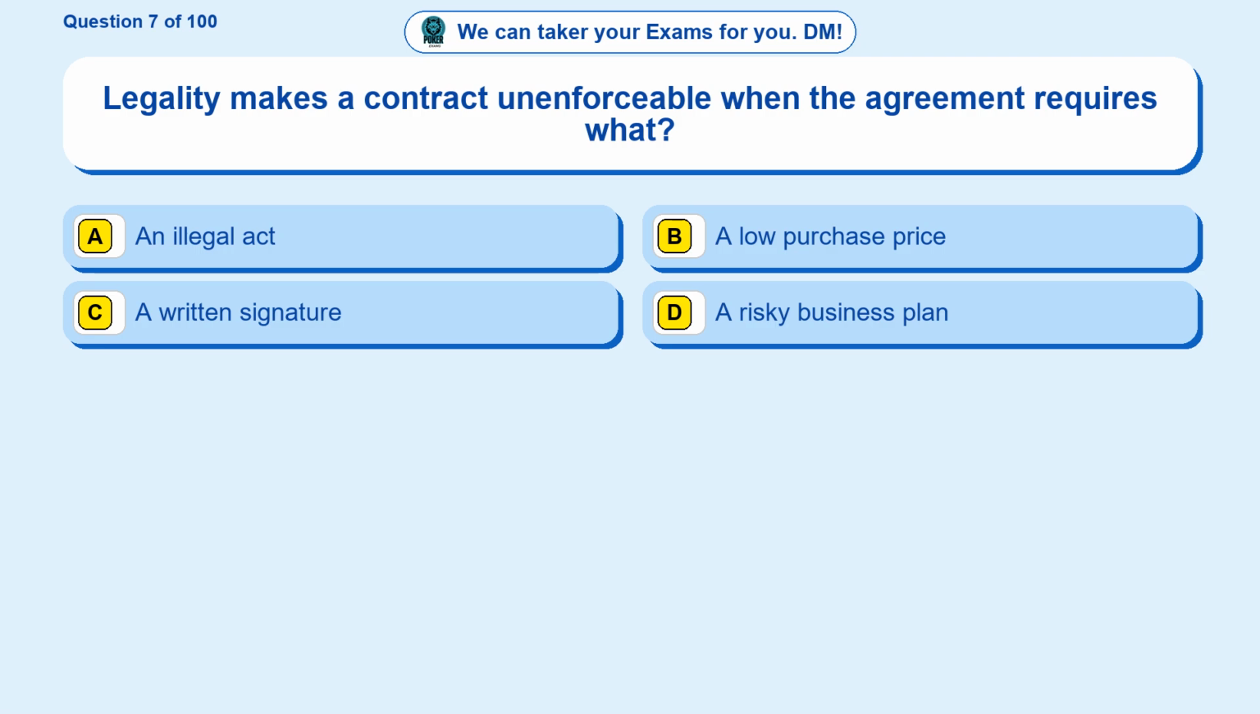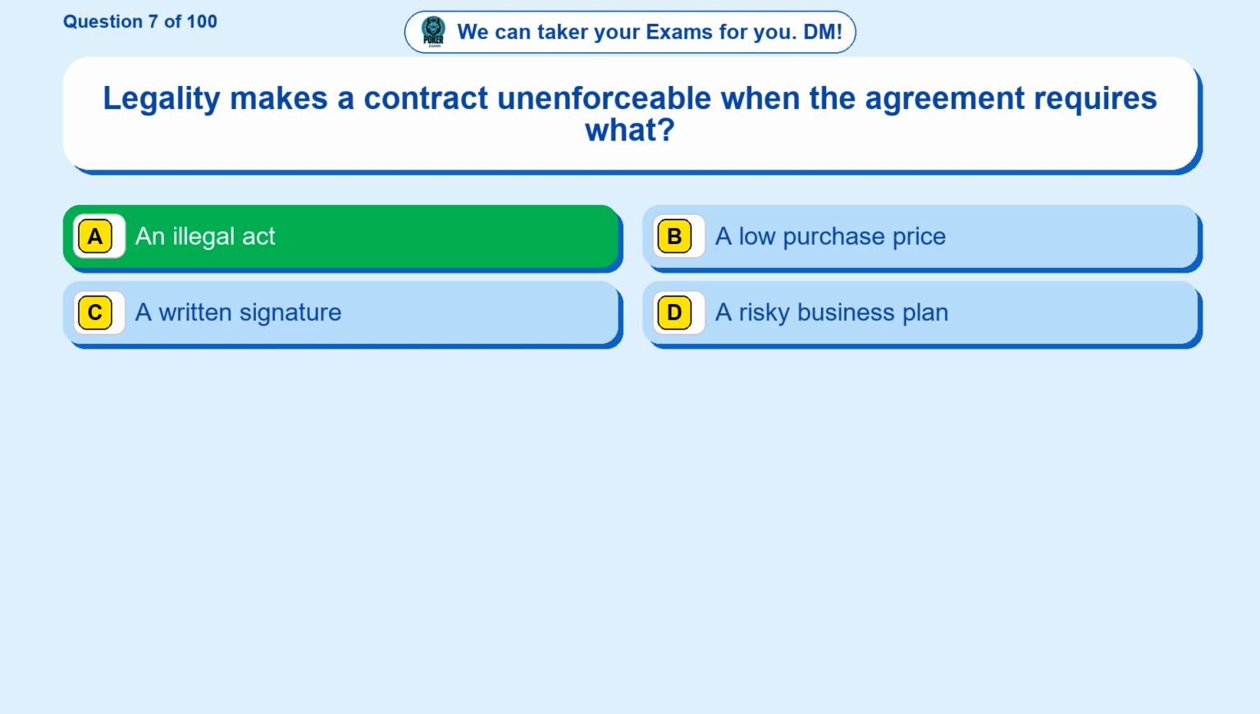Question 7. Legality makes a contract unenforceable when the agreement requires what? Option A. An illegal act. Option B. A low purchase price. Option C. A written signature. Option D. A risky business plan. The correct answer is option A.